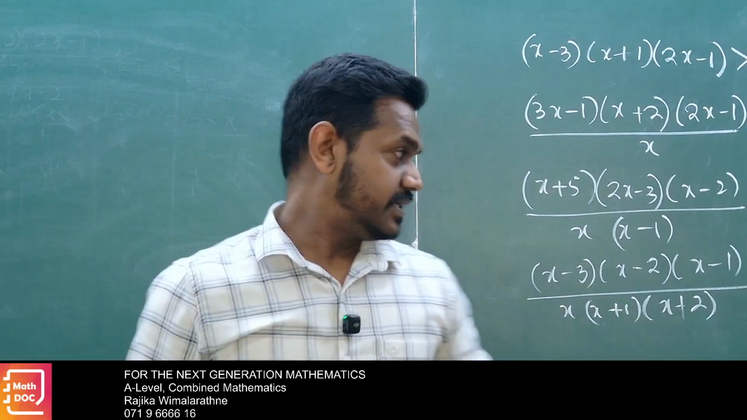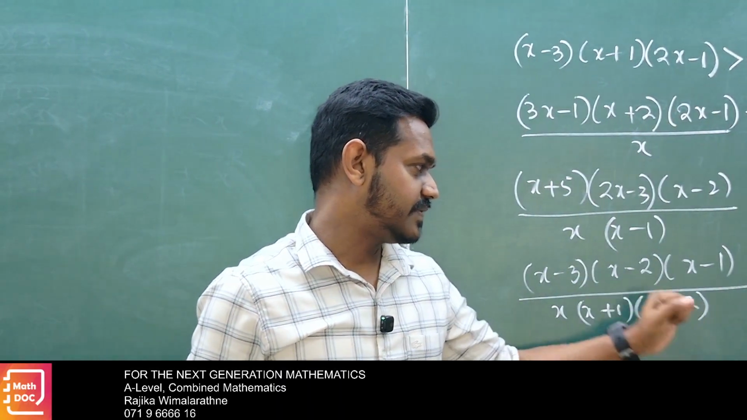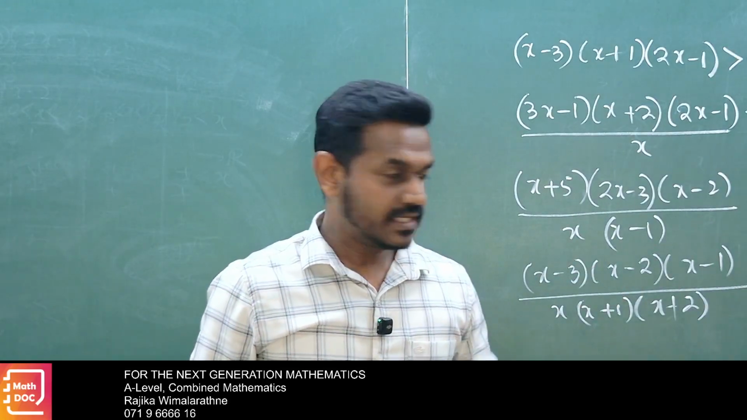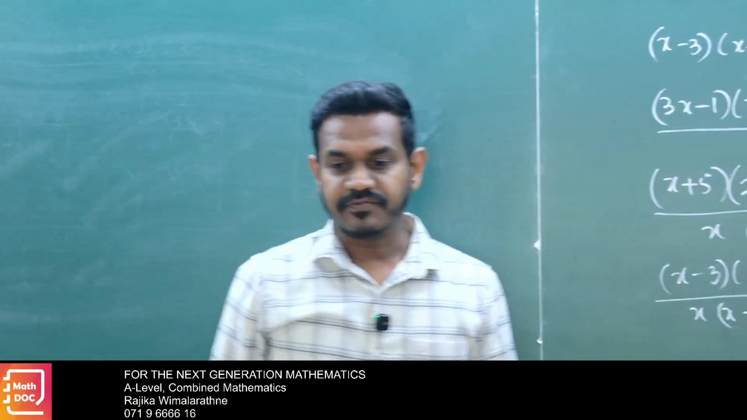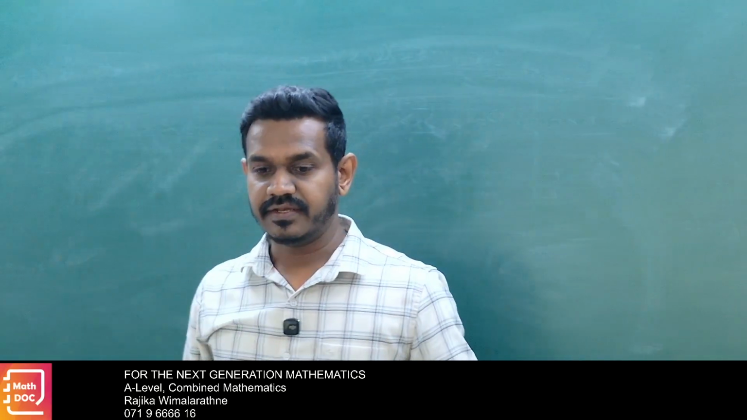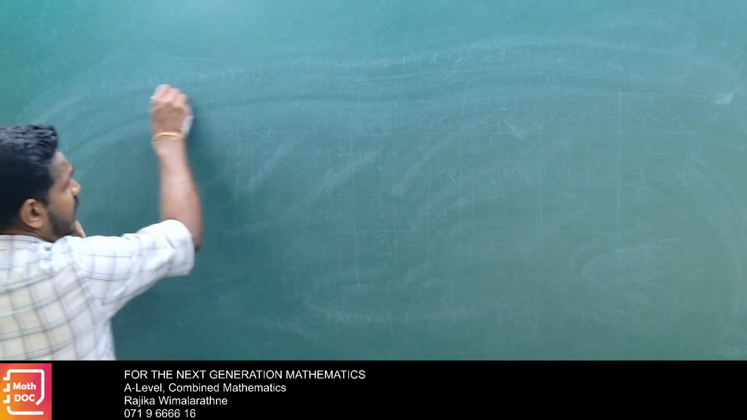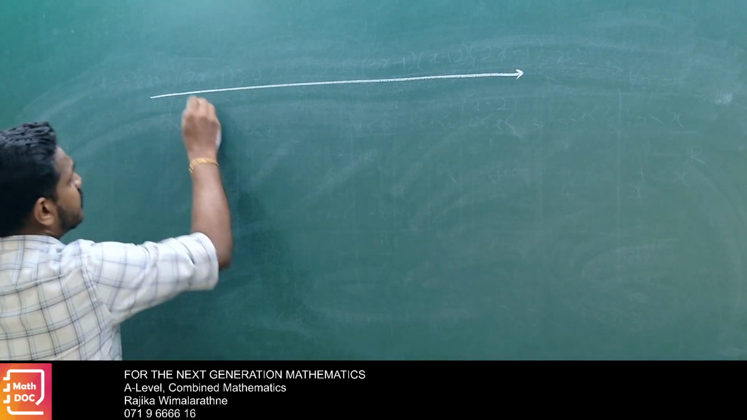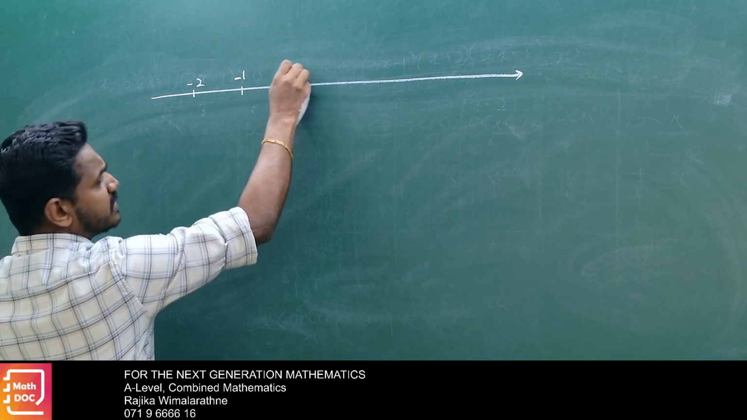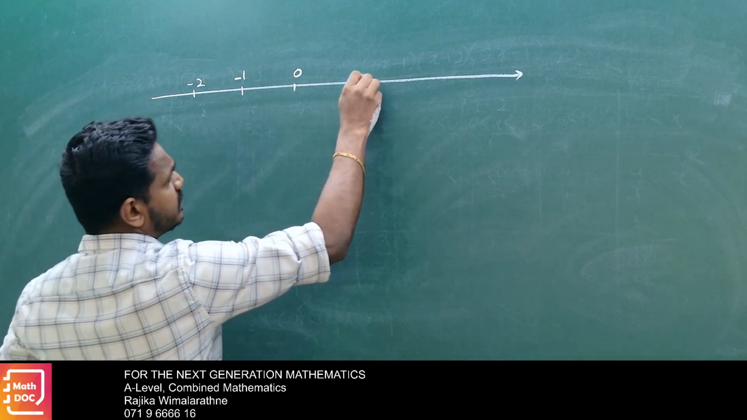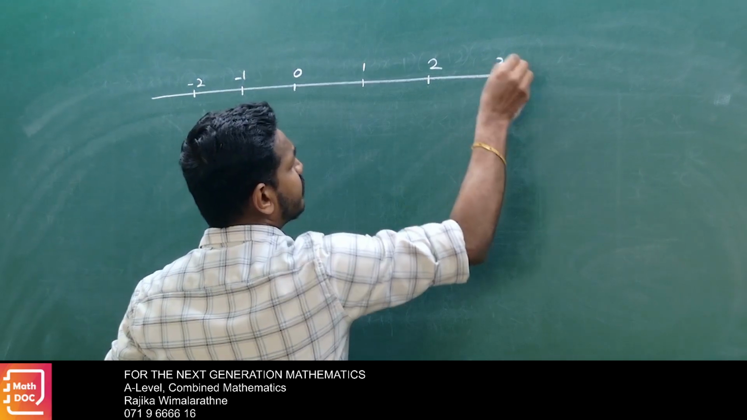Okay, then the last one: x minus 3, x minus 2, x minus 1, x plus 1, x plus 2. We have 6 factors and further we have equality. Then first you mark that on a number line. Here number line: minus 2, minus 1, 0, 1, 2, 3.